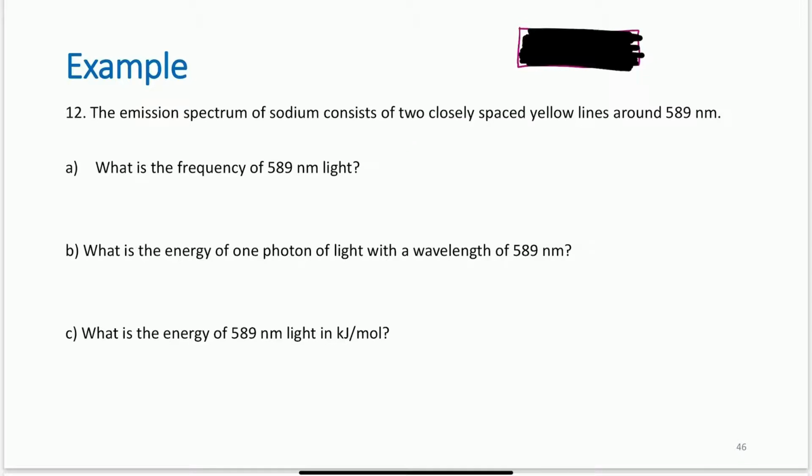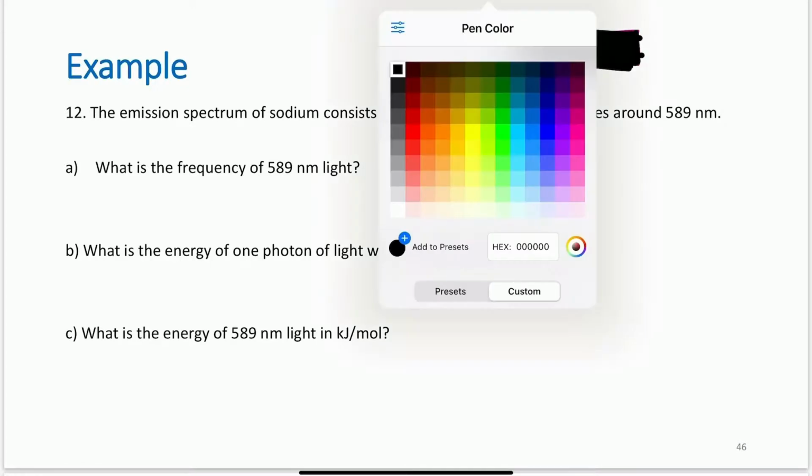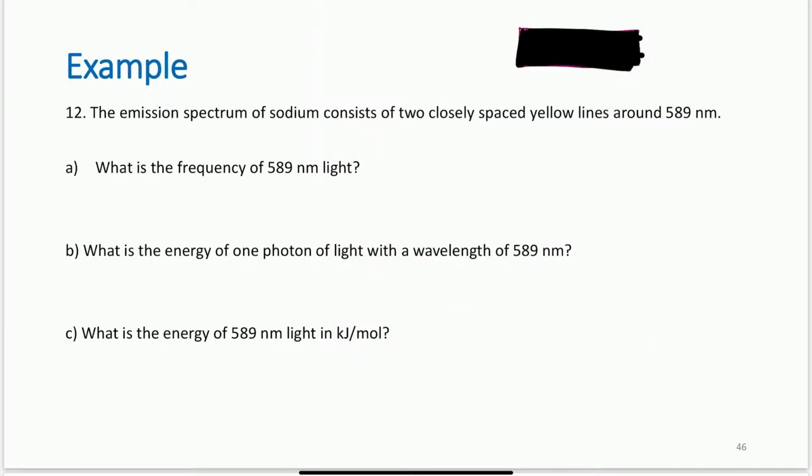And if we looked at this through a diffraction grating, or through a prism, what we would find is 2 yellow lines closely spaced around 589 nanometers. I want to know what's the frequency of light that's showing at 589 nanometers. So if I have these lines coming through my emission spectrum and I read them at about 589 nanometers, I want to know what is the frequency of light associated with that wavelength.